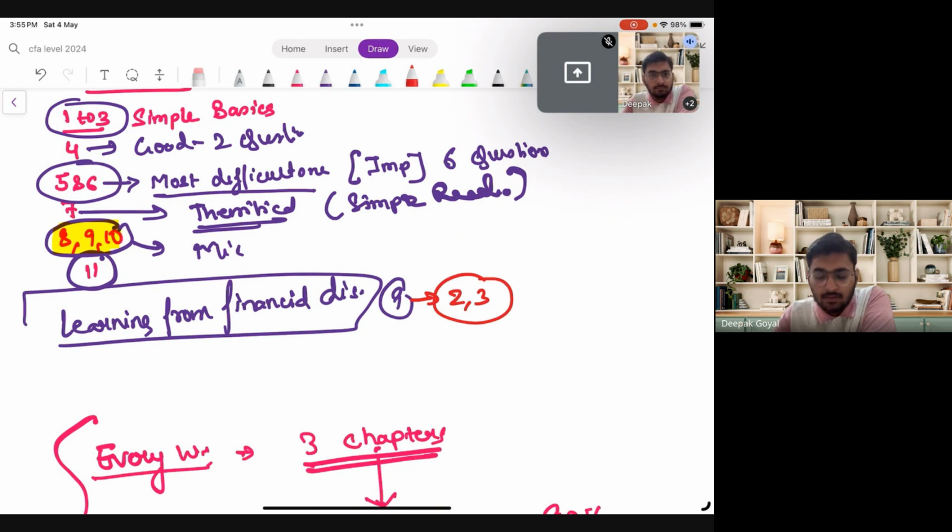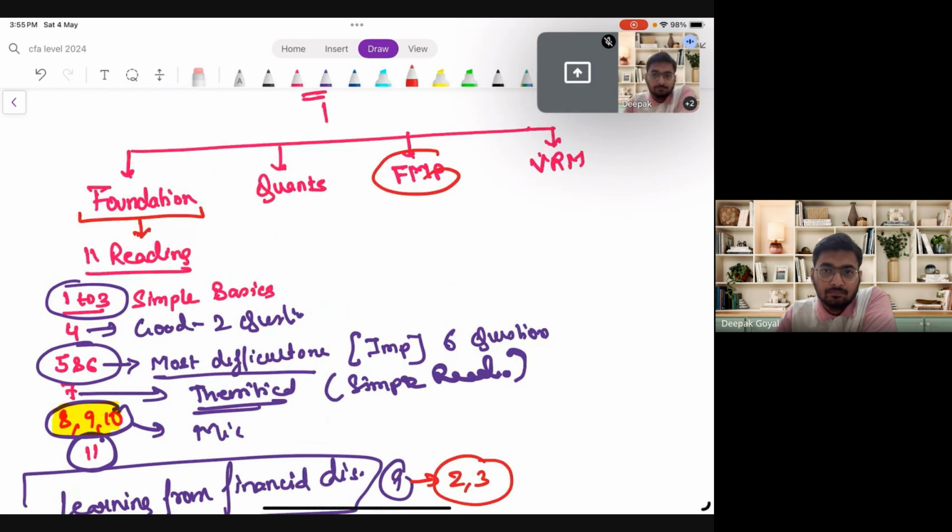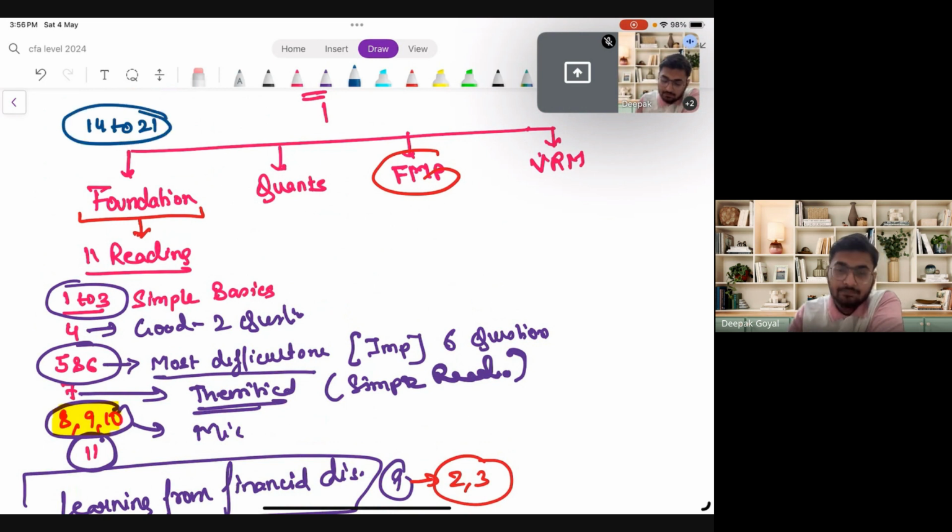Clear? How much time you should spend on the foundation? It varies from student to student, 14 to 21 days, depending upon how much time you spend on a daily basis. If a student is spending 2 hours a day, 21. If a student is spending 3 or 4 hours a day, then 14 days. Okay. So I've given you on an average how many days required to finish your foundation. Clear?